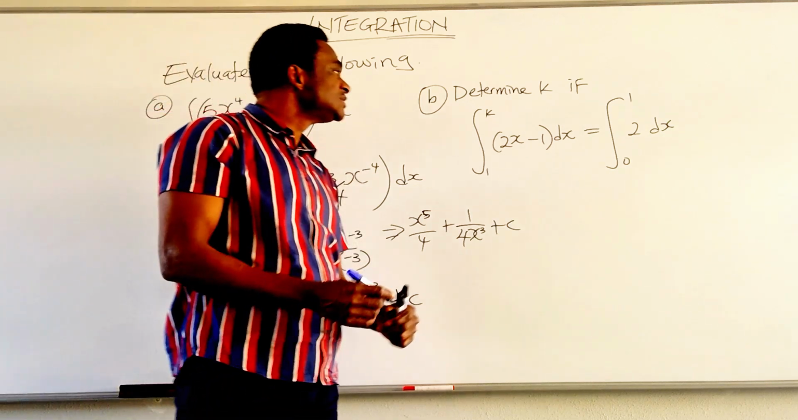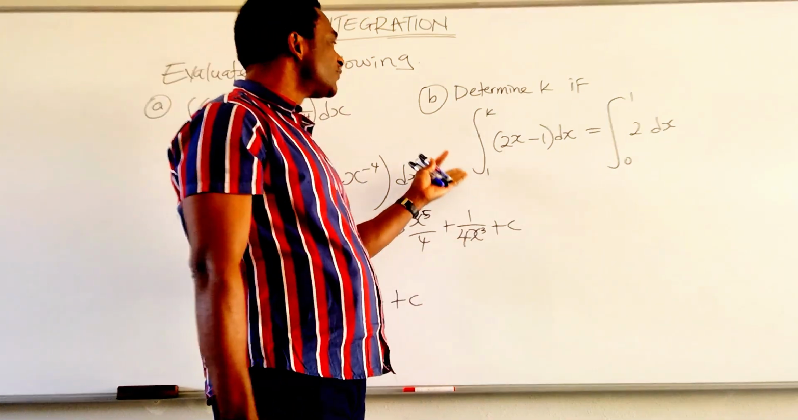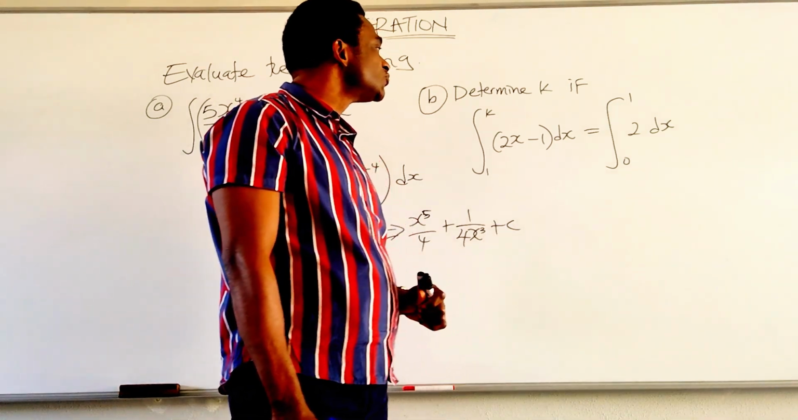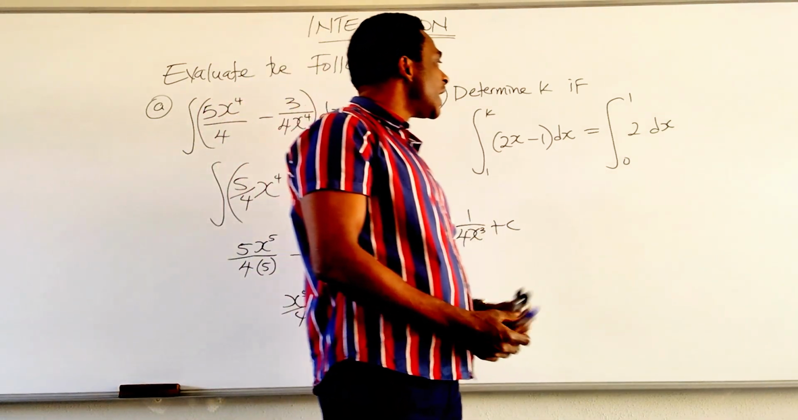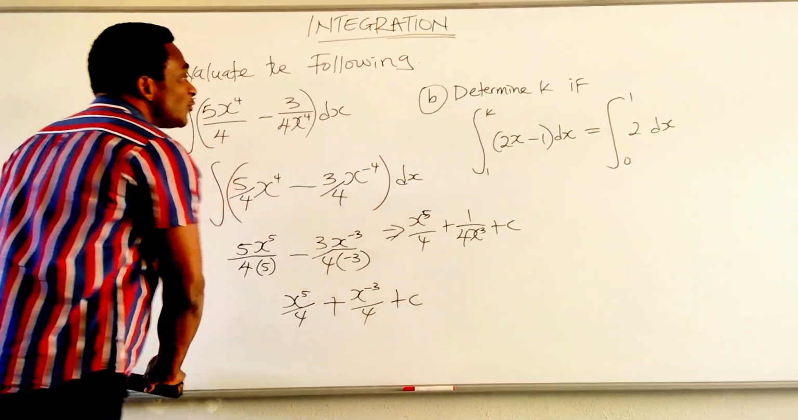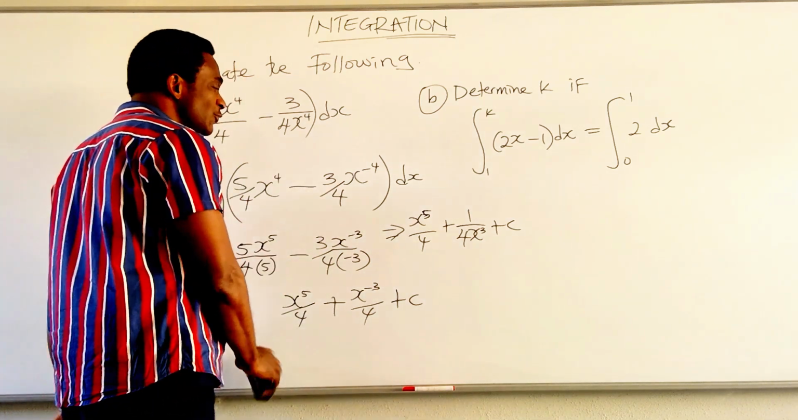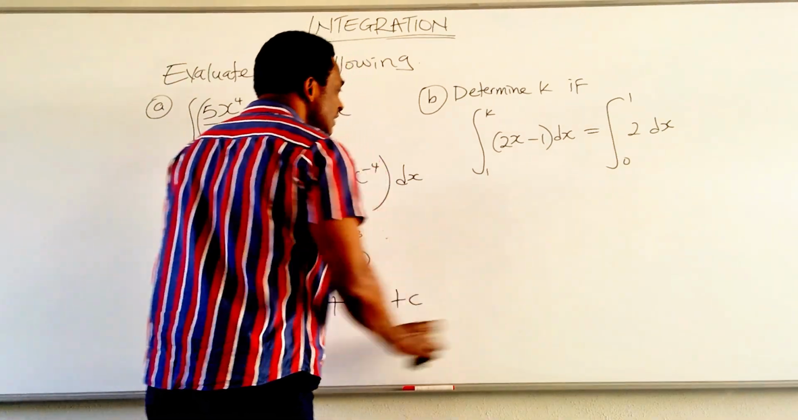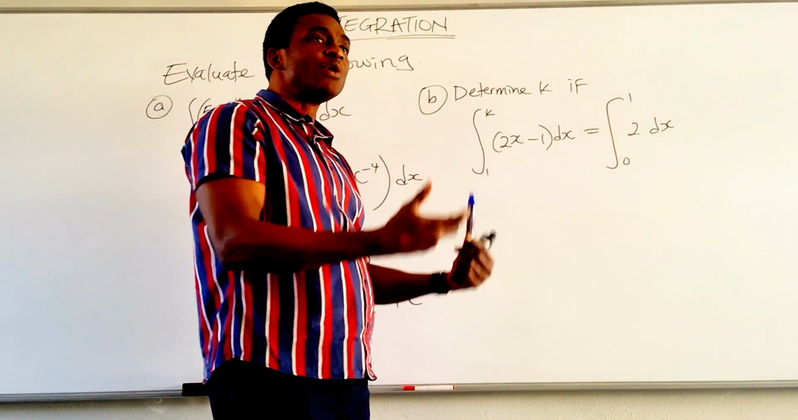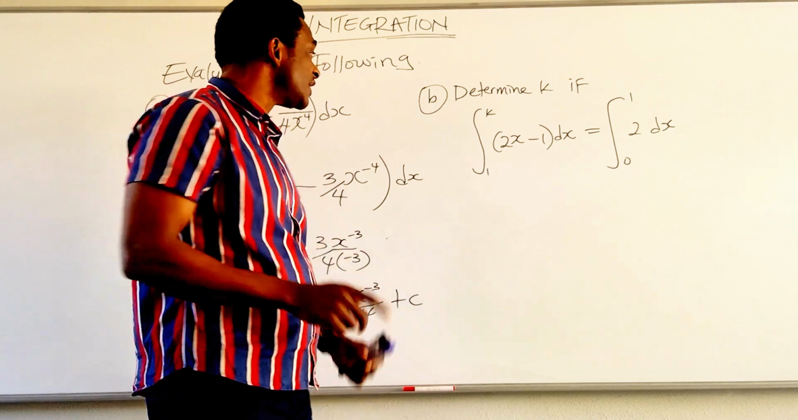The second question is a definite integral, but we are given the real values from 1 to k of the expression 2x minus 1 dx. And if we equate it to the integral of 2 from 0 to 1, what will be the value of k? What will be the value of k? Let's take them one after the other, and then when we resolve, we'll get an expression that can help us to solve for the value of k.